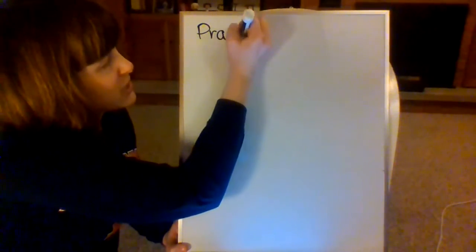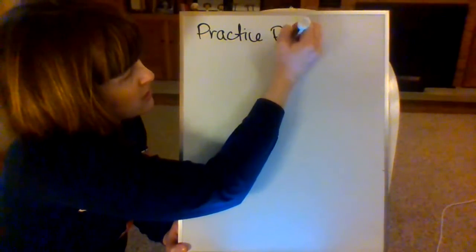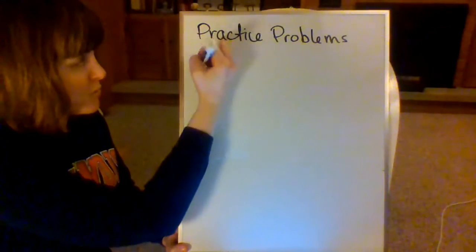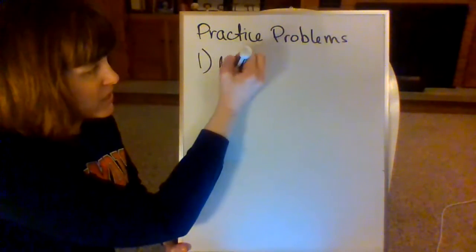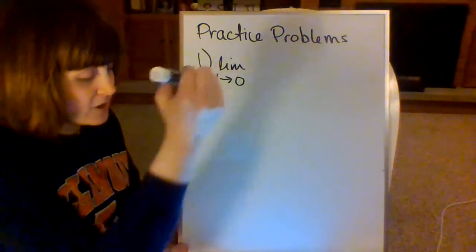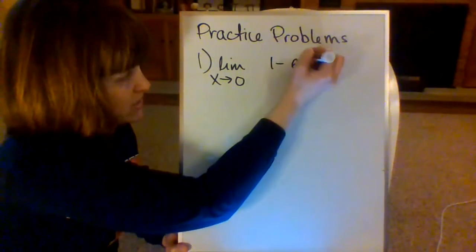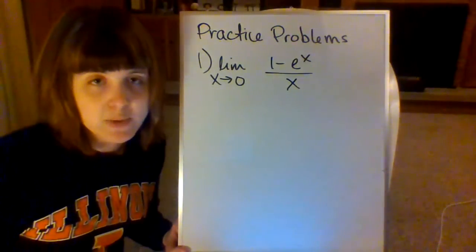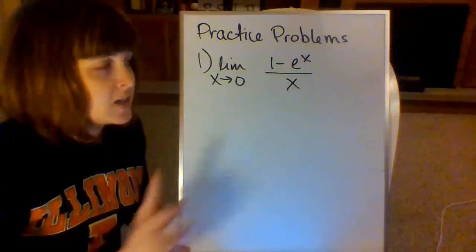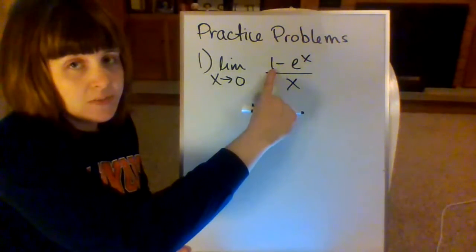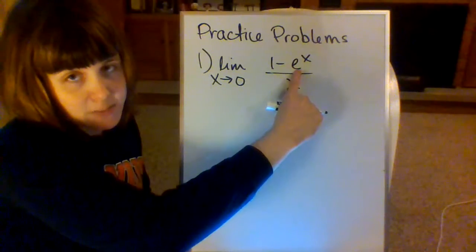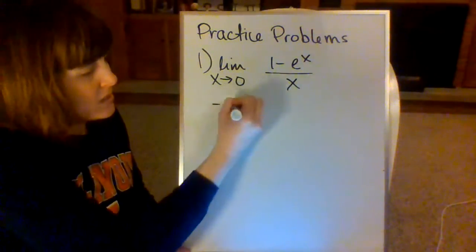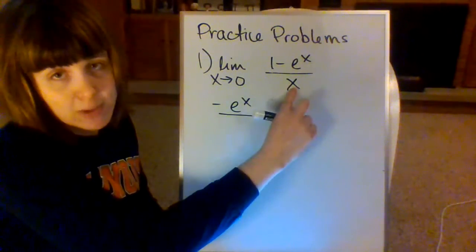Alright, so here are the practice problems. Alright, number 1, it looks like this. It says find the limit as x approaches 0, 1 minus e to the x over x. Okay, so when we find the derivative of the top and the bottom here, the derivative of this is 0. And when you find the derivative of this, because it's a minus right here, it's going to be negative e to the x. And the derivative of the bottom part is 1.